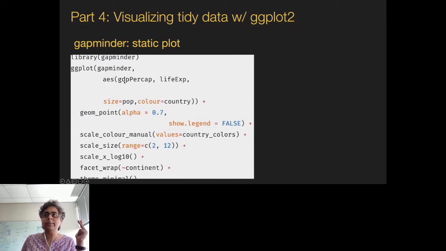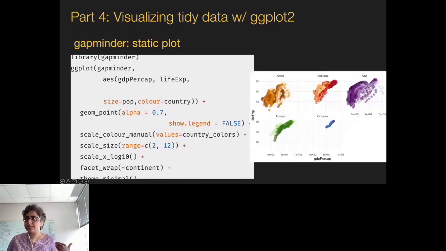I'm saying I want the GDP per capita and the life expectancy. I want to add two attributes to the plot, which is size by population and color by country. Then I'm specifying what the geometry is. This is a scatter plot, so I want geom point. Alpha is basically a transparency that I'm adding, right? So let's see what this looks like.